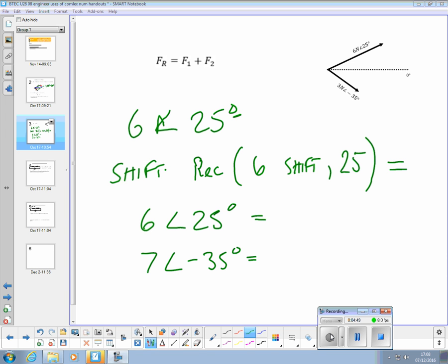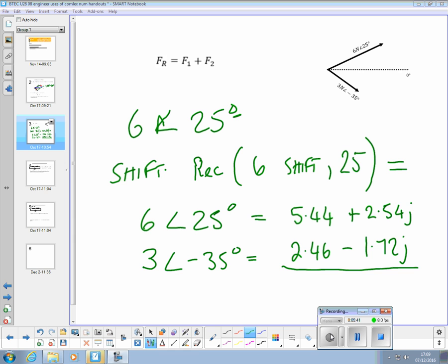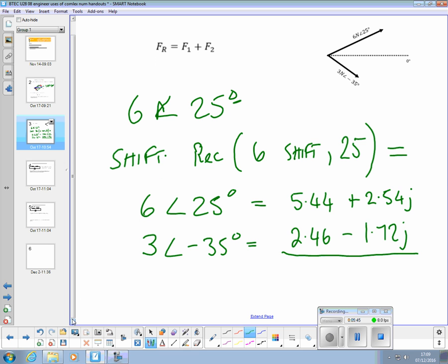Right guys, what are the rectangular forms of these two numbers? 6 angle 25 degrees is equal to, I want them in, what's x then? 4.4, to 3 significant figures, plus 2.54j. And the other one, 3 angle minus 25 degrees, is 2.46 minus 1.72j. We just add them up column-wise to get an answer.